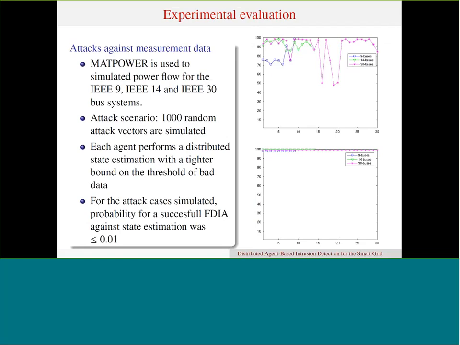To validate what we did for false data injection attacks against measurement data, we used the IEEE 9-bus, 14-bus, and 30-bus systems. We randomly generated 1,000 attack vectors. These attacks cannot be detected by the main state estimator. They are false data injection attacks that lie within the image of the topology matrix of the main power grid. The first figure shows the detection results at each agent. It's clear that not all agents will be able to detect attacks if they are treated as individuals.